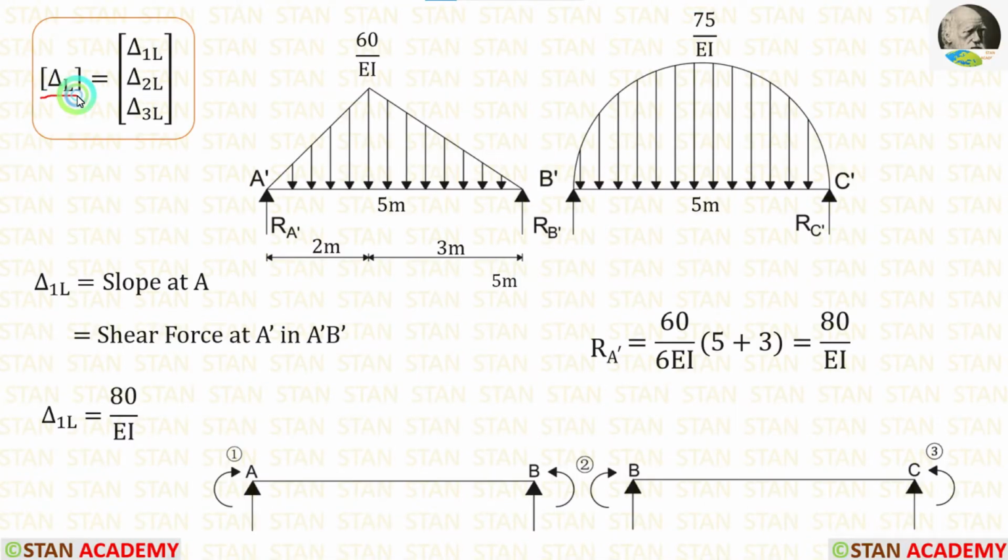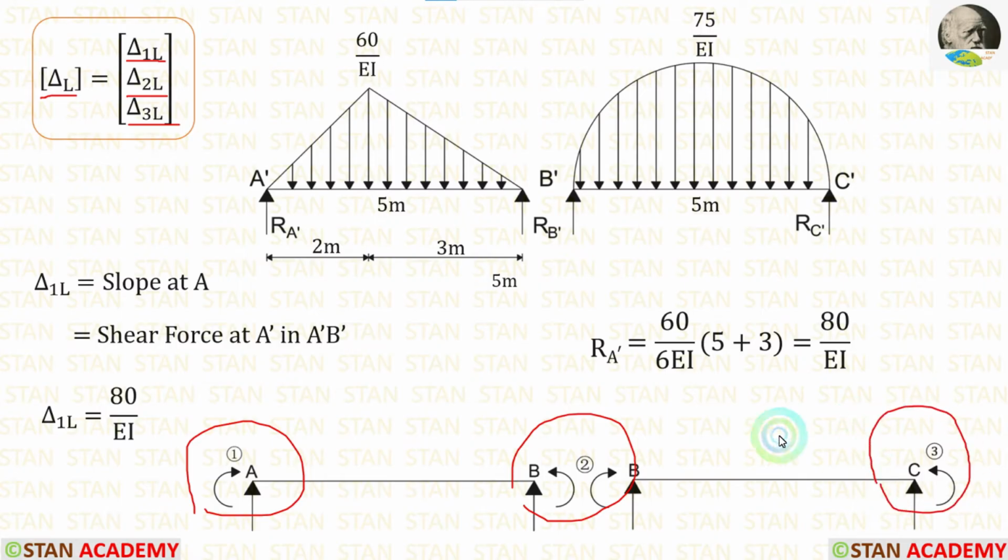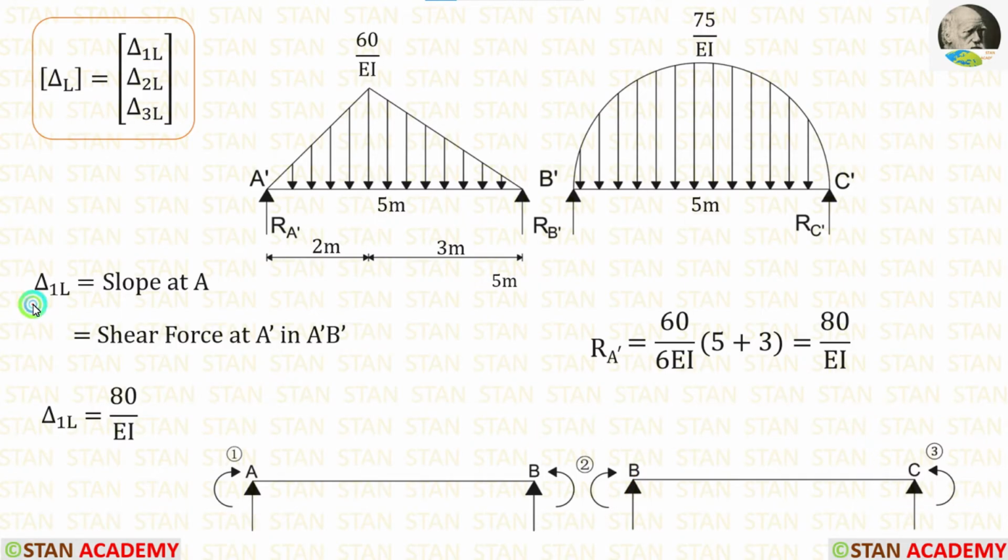In the delta L matrix, we have to calculate three values. Delta 1L should be calculated from the first coordinate. Delta 2L should be calculated from the second coordinate. Delta 3L should be calculated from the third coordinate. Now let us calculate delta 1L. For that we have to find the slope at the point A. In the conjugate beam, the slope is the shear force. At the point A dash, the shear force is the reaction RA dash.